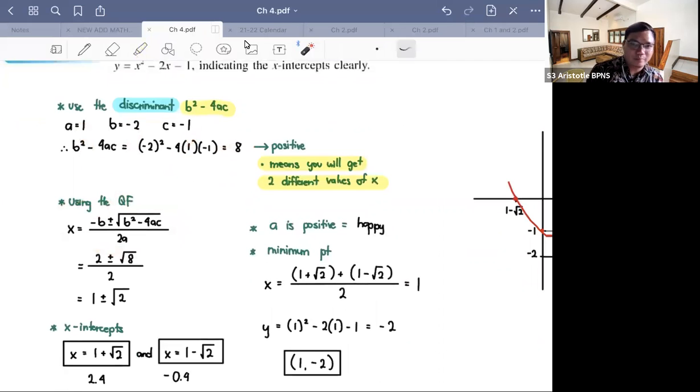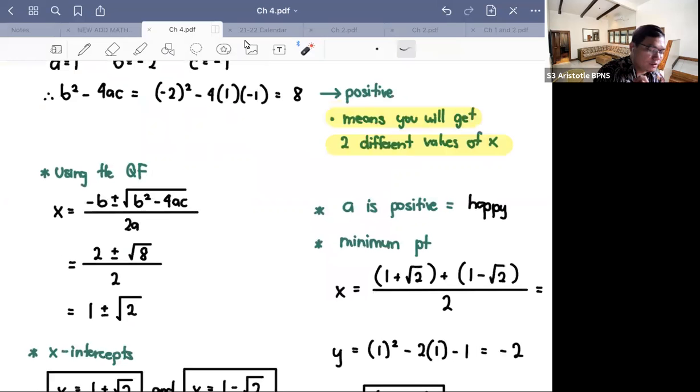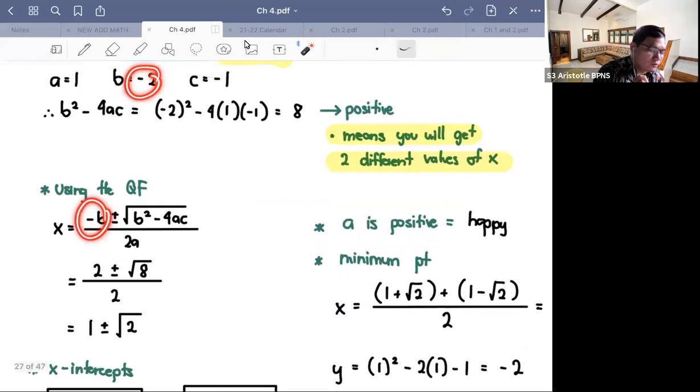Okay, but this time your work became a little bit lighter because, of course, we know b, right? It's negative b. So it's the negative of negative 2, right? So it's positive 2 here, okay? It became a little bit lighter because you don't have to input everything back here again.